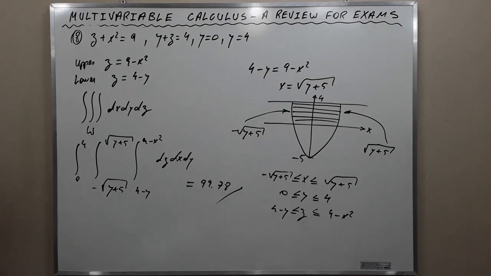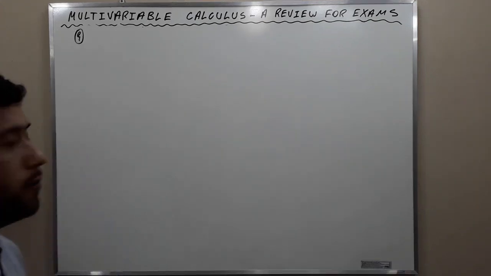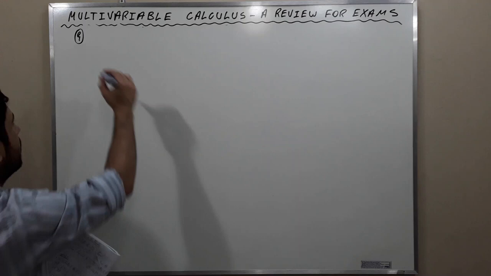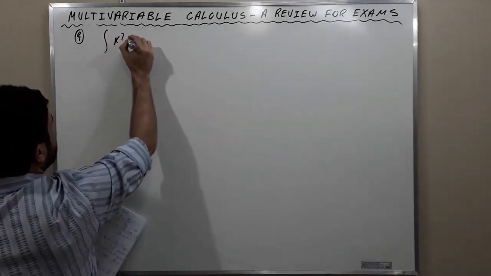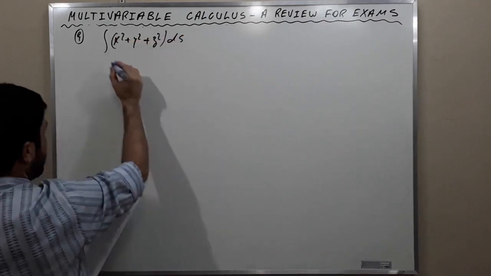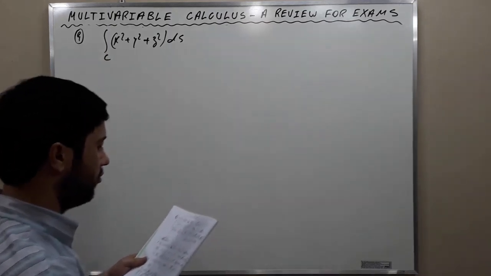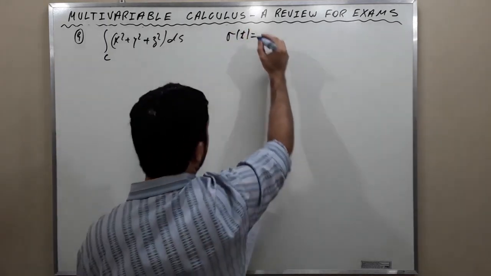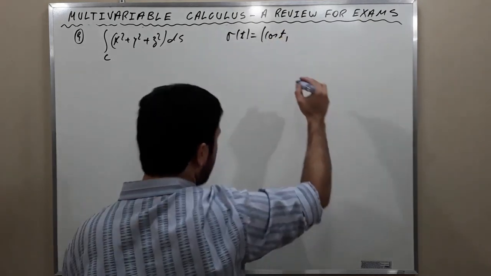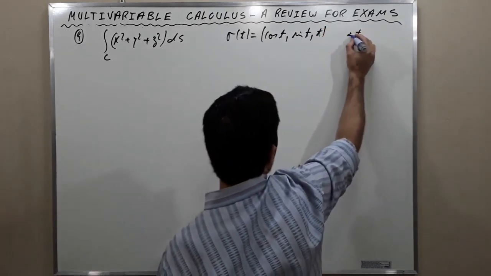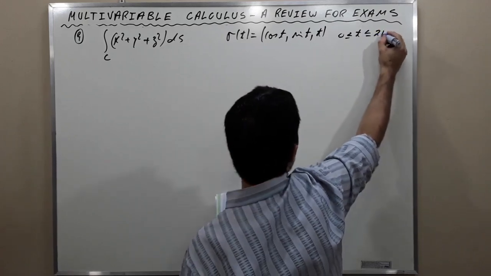Okay, let's do another one, exercise 9. Let's go to exercise 9 now. Exercise 9 wants us to calculate the line integral of the function x squared plus y squared plus z squared ds over a curve where C is the helix defined by sigma of t equal to cosine t, sine t, and t, where t varies from 0 to pi, okay?